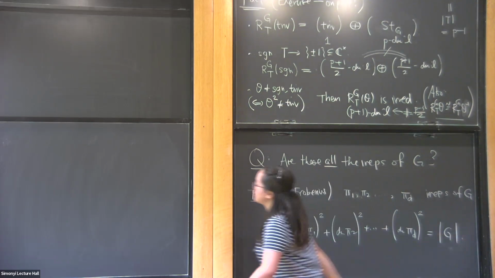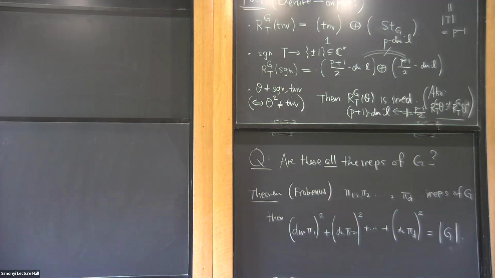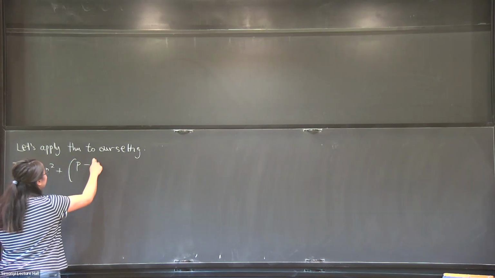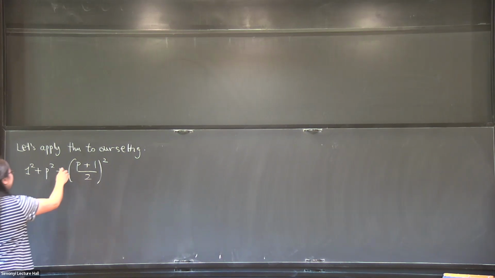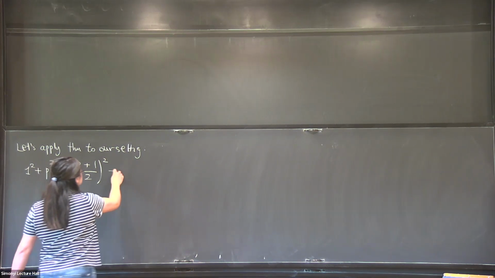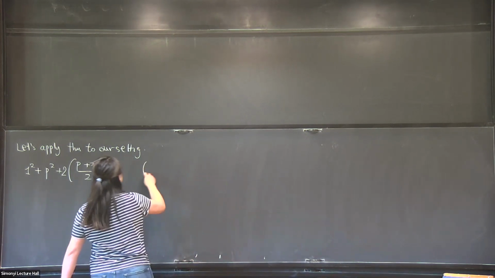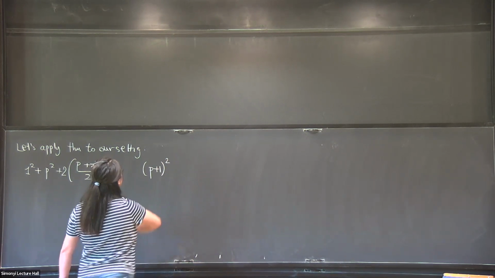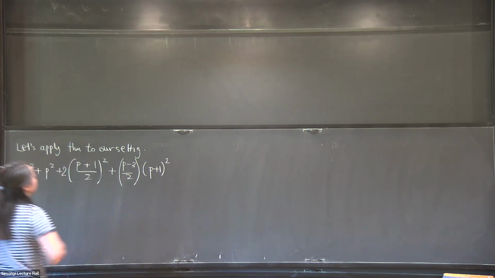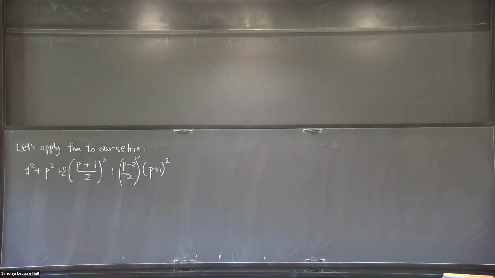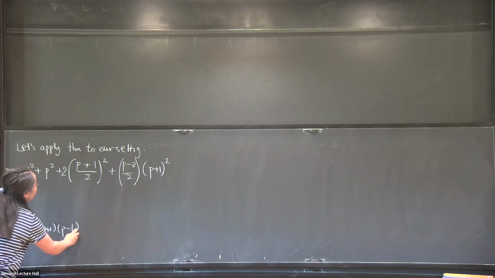So now let's take this sum. Okay, so let's apply to our setting. I get 1 squared plus P squared plus P minus 1 divided by, P plus 1 divided by 2 squared, and there are 2 of them, right? So 2 of these. Plus the P plus 1 squared over there. And the number of those, as we just calculated, is P minus 3 divided by 2. Okay, so we were trying to get to the order of G, just P times P plus 1 times P minus 1, right?